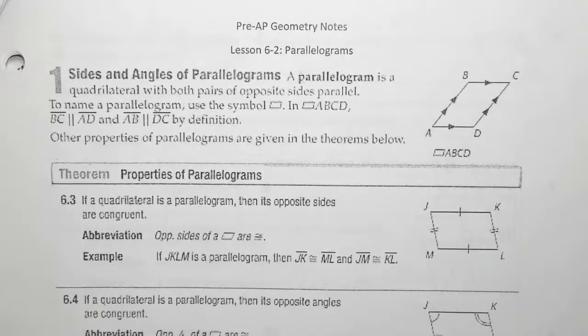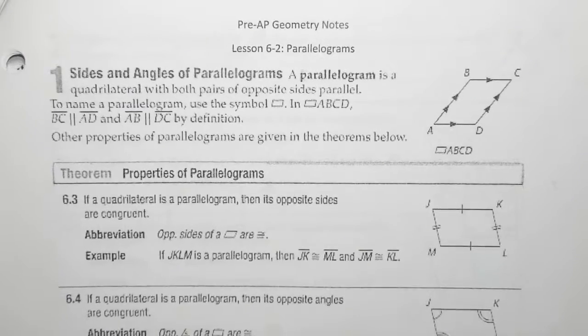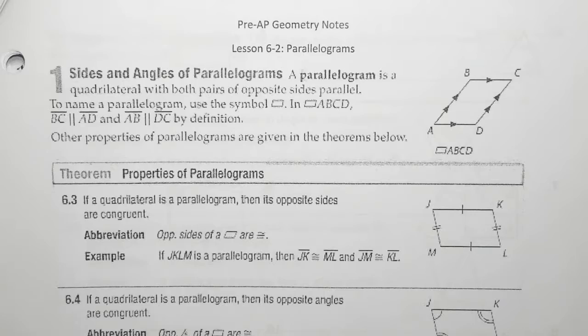In chapter 6, we're not going to get to all of the different ways, but chapter 6 is all about quadrilaterals. So what does it mean if it's a quadrilateral? 4 sides. Okay, it has 4 sides. But how many shapes do you know that have 4 sides? Name them. What do you know?